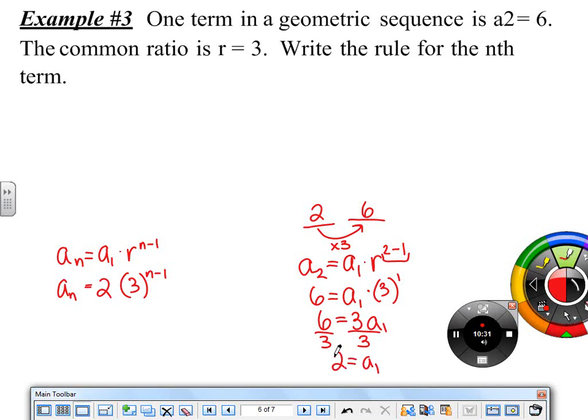Again, here I'm not saying don't use the common sense way, but I'm saying that if it wasn't the second term that they gave you, it could have been harder to figure out. So there's my rule for this geometric sequence.